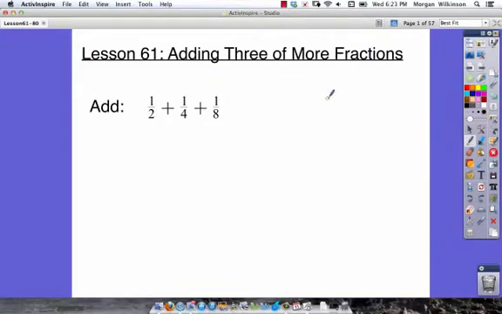Lesson 61 is about adding three or more fractions. And the question that we have first is to add. We have 1/2 plus 1/4 plus 1/8. Now when we do a problem like this, it's a three-step process.